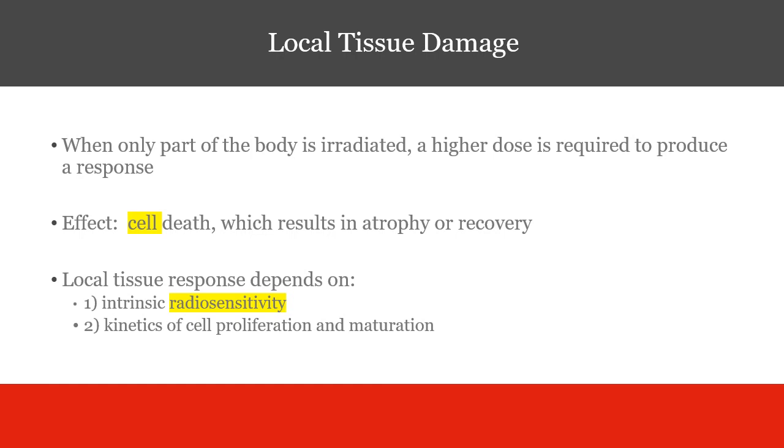Local tissue damage is when only a part of the body or portion of the body is irradiated. So it's not the whole body like we've been talking about so far. It's just a small collimated dose. So in this case, it takes a higher dose to produce a response. So for example, we could look at gonadal issues, such as a loss of menstruation. It's going to take collimation down to just the gonads and only radiate those to look at radiation doses. It's going to take a pretty high dose to cause it.